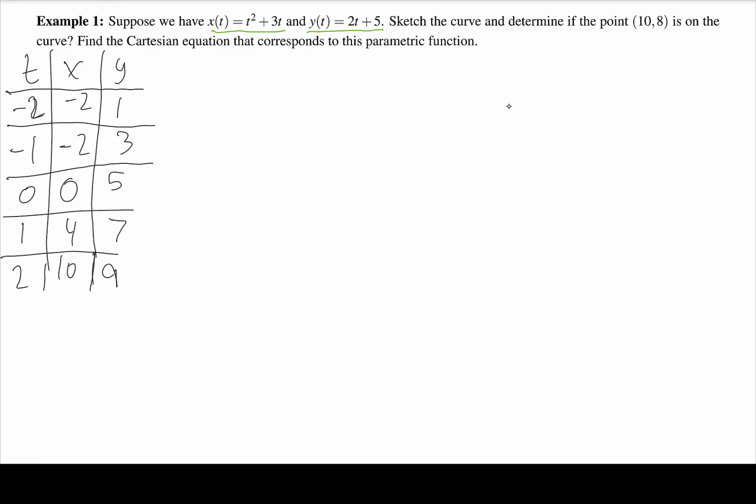Okay, now that we have this, I'm going to take a look at what we think this graph looks like. So I'm going to start with t equals -2, and so I'm going to use the point -2, 1. So 1, 2, and then up 1, so that'd give me a point right here.